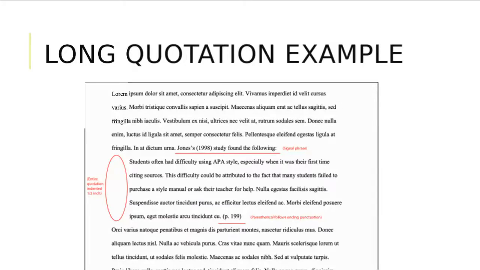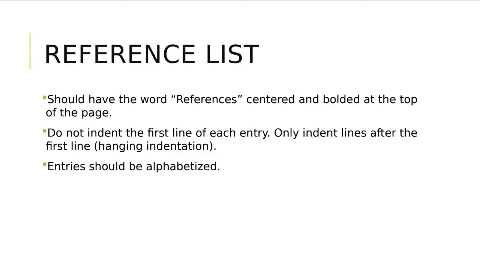Really, as you see consistently, it's all about setting it up properly. So the reference list, or in MLA what's called the works cited, should just be called References, centered and bolded at the top of the page. Do not indent the first line of each entry. Only indent lines after the first one. That's called hanging indentation.